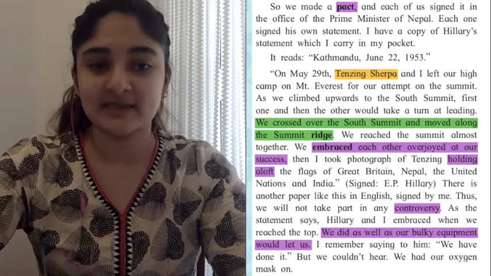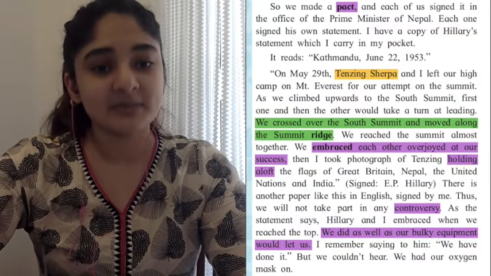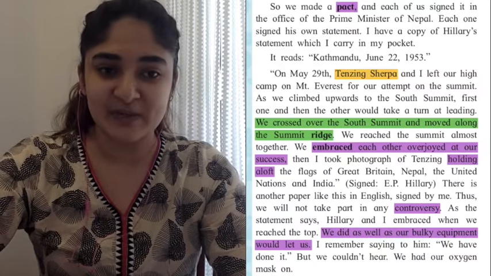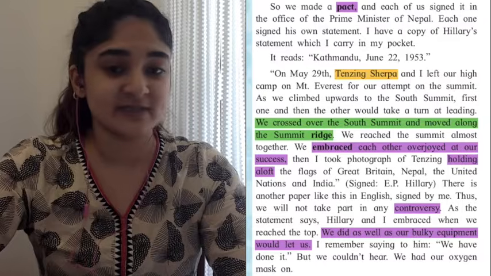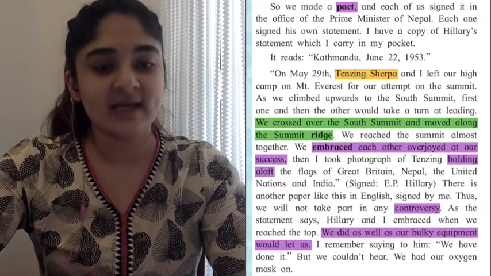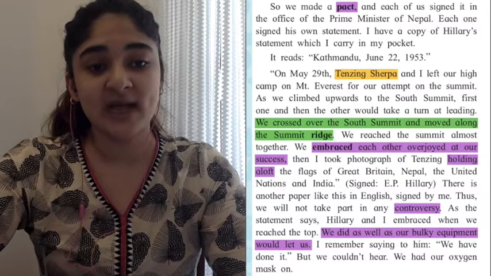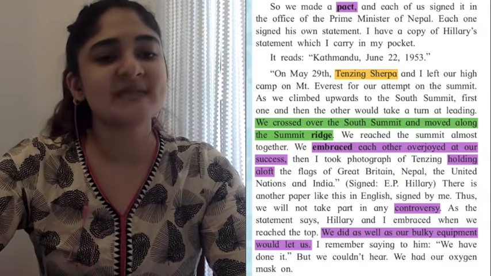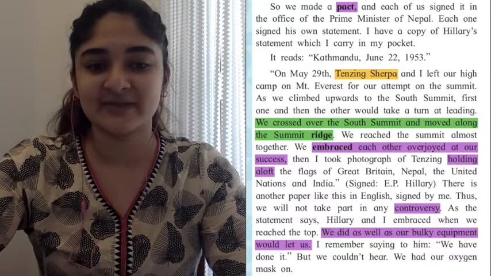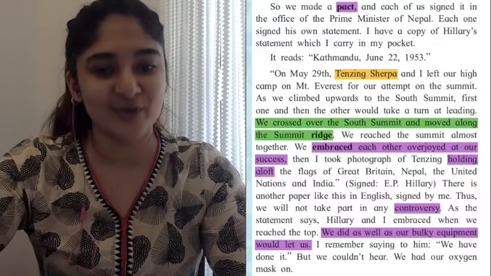Signed E.P. Hillary. This is another paper. There is another paper like this in English signed by me. Thus, we will not take part in any controversy. As the statement says, Hillary and I embraced when we reached the top. We did as well as our bulky equipment would let us. I remember saying to him, "We have done it," but we couldn't hear. We had our oxygen mask on.